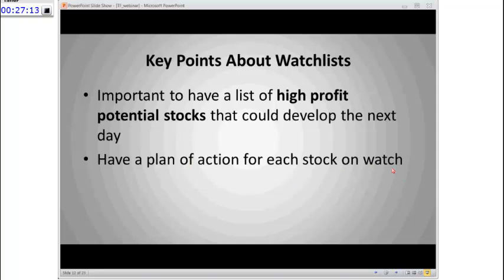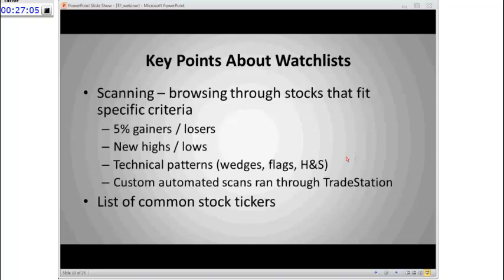And the way that we do that is, number one, we do scanning. So we browse through stocks that fit specific criteria. One thing that we use is FinViz. I'll give you that website, it's just finviz.com. And we look at the 5% gainers and losers, also new highs and lows that meet technical patterns.